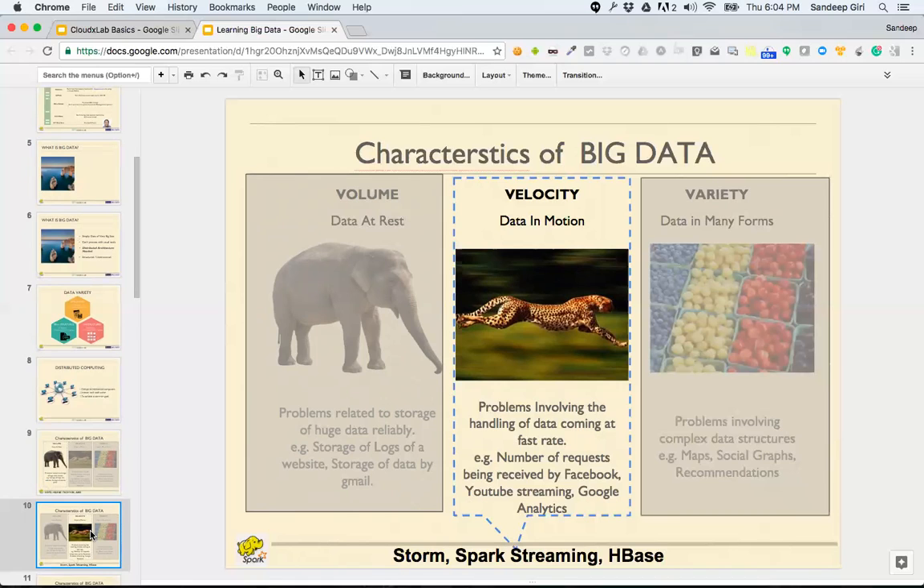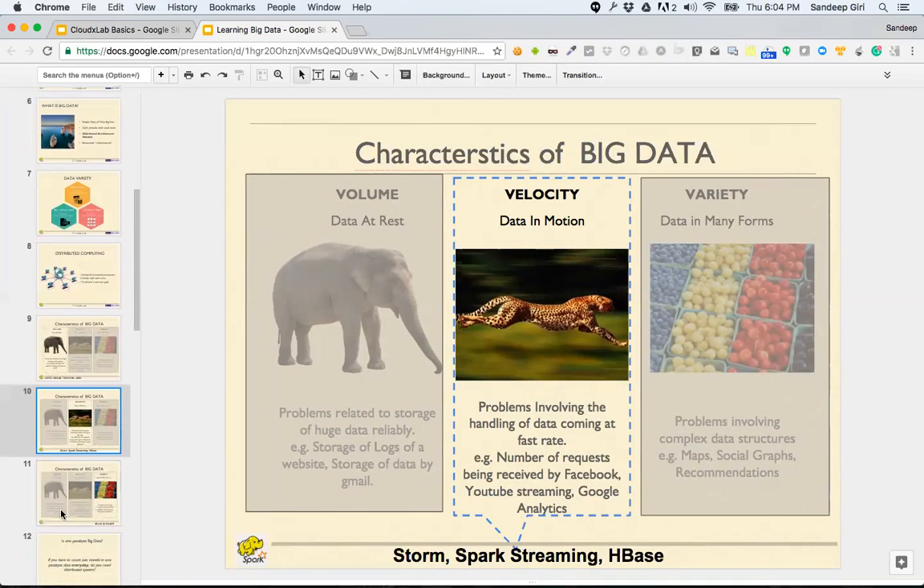The third one is variety. This is a very interesting part to understand. Also, to handle velocity, you generally use Storm, Spark, and HBase. We'll talk about these tools as we go forward.